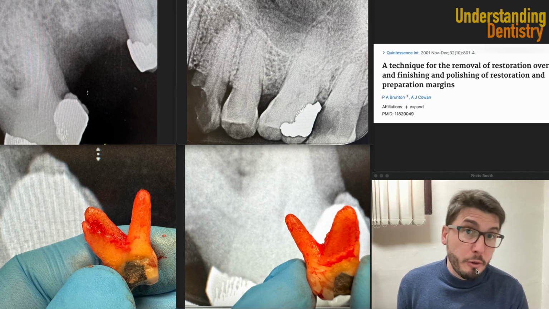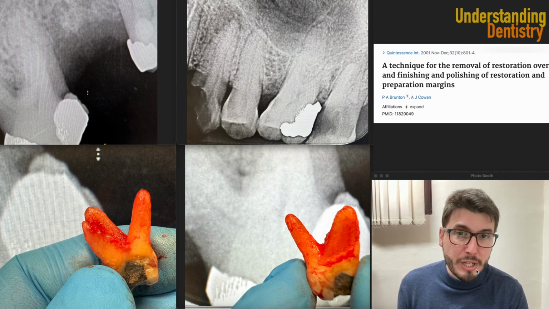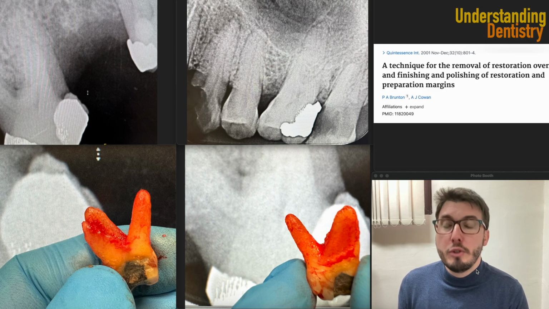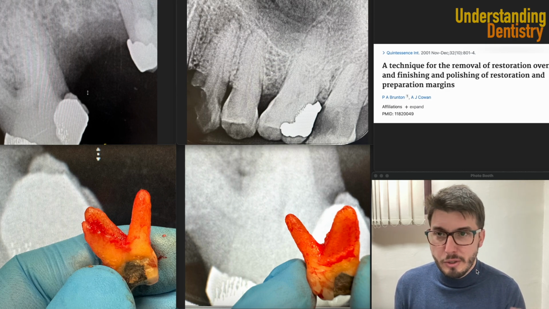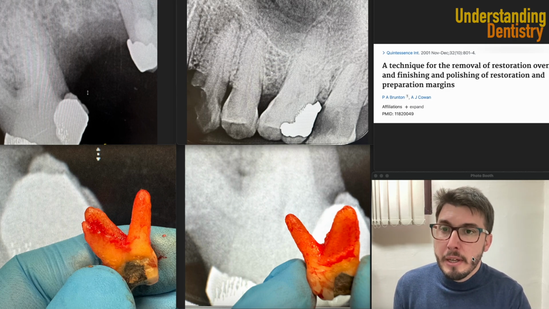But once you have the overhangs, or once your patient comes with overhangs of restorations, you need to detect them and take action during the treatment planning, and then this needs to be solved. Let's discuss how we should do those things. So let's discuss this case now.